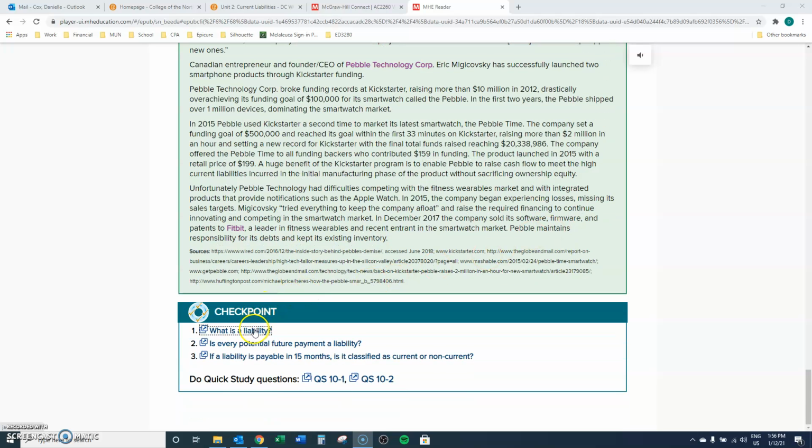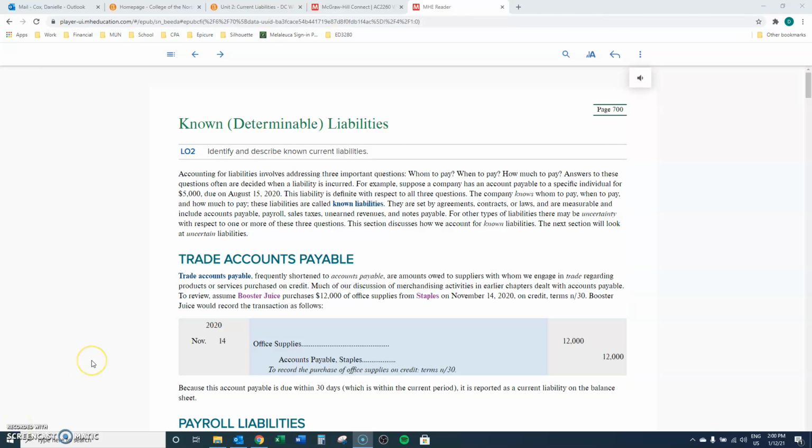Yes, be sure as you're working through each section that the answers to these checkpoints are at the end of the chapter, but just give it a thought before you go ahead and look up the answer. Next, the textbook takes you into known liabilities. So the company knows, in this case, who they're going to pay, when they're going to pay, and how much they're going to pay. That's what makes them a known liability. So that generally comes from accounts payable, payroll, taxes, and that kind of thing. So we take a look at each one here in the book.